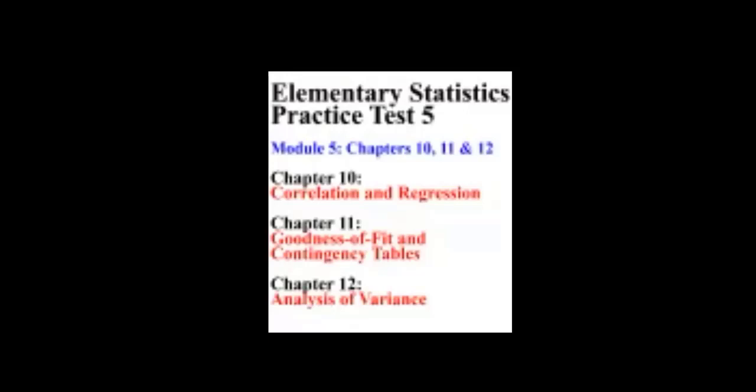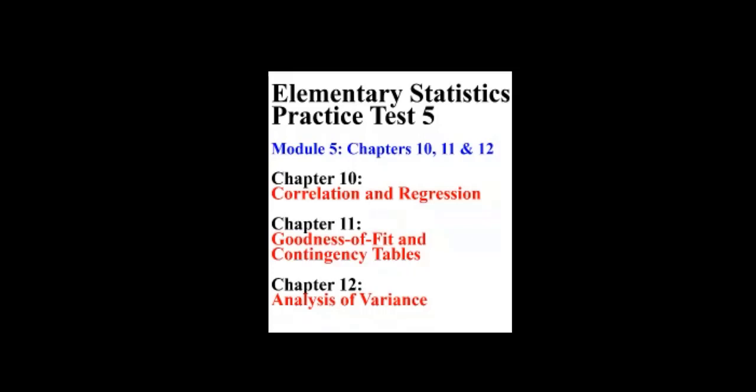Elementary statistics, practice test number 5 covers chapters 10, 11, and 12. Practice test number 5, module 5. Chapter 10, correlation and regression. Chapter 11, goodness of fit and contingency tables. Chapter 12, analysis of variance.